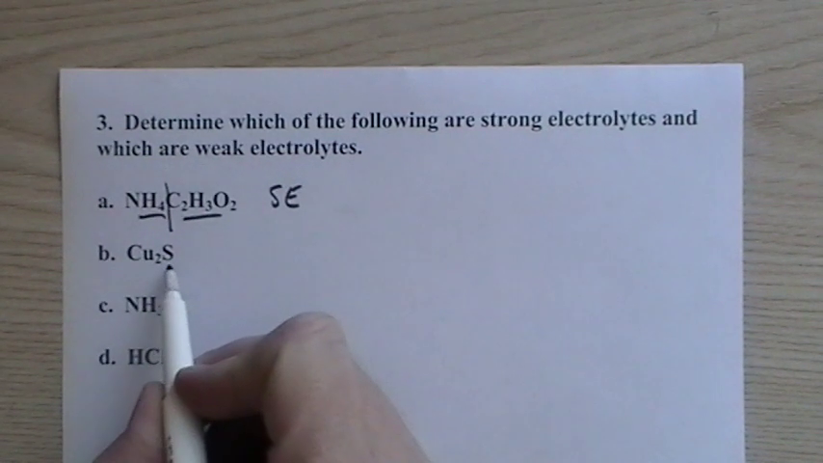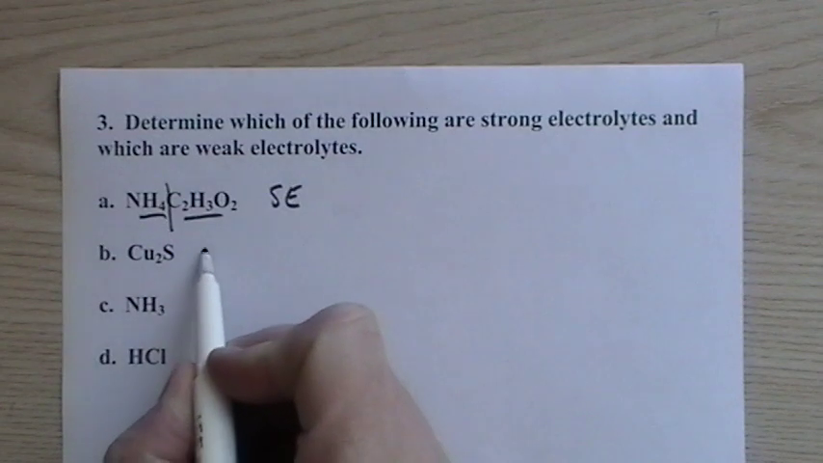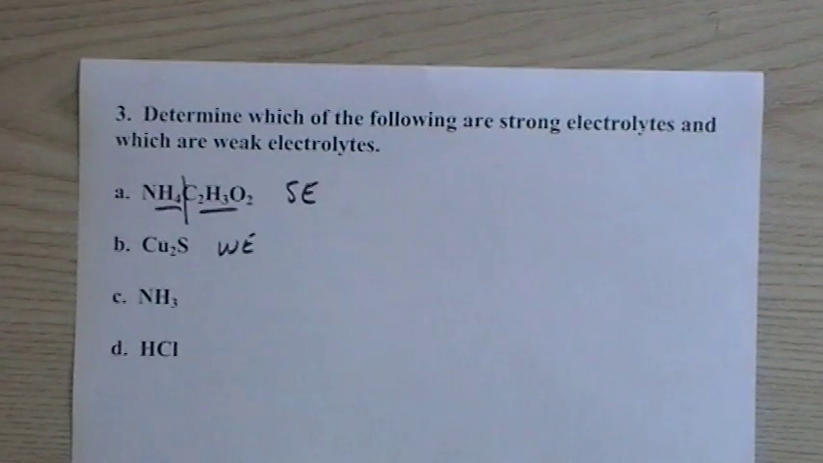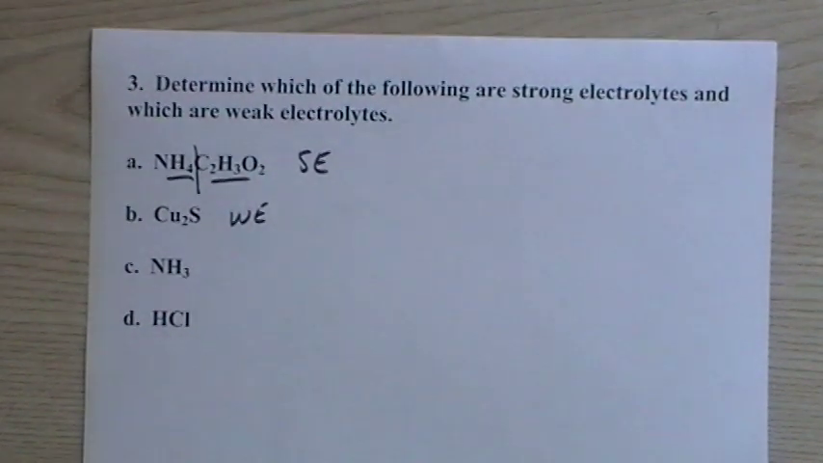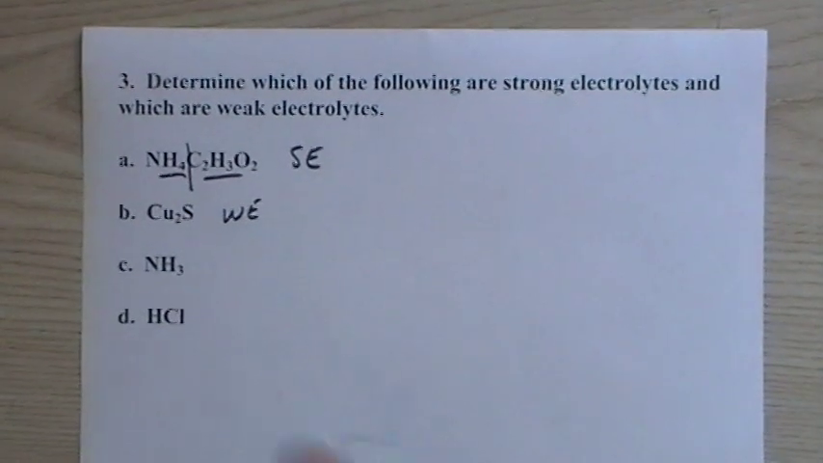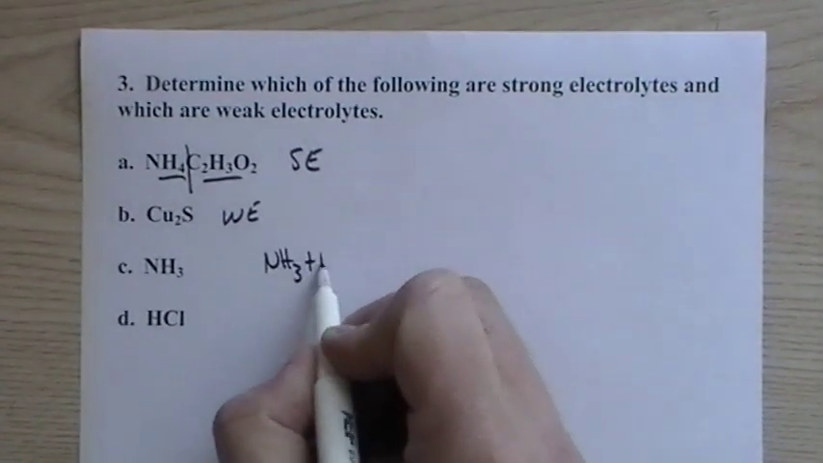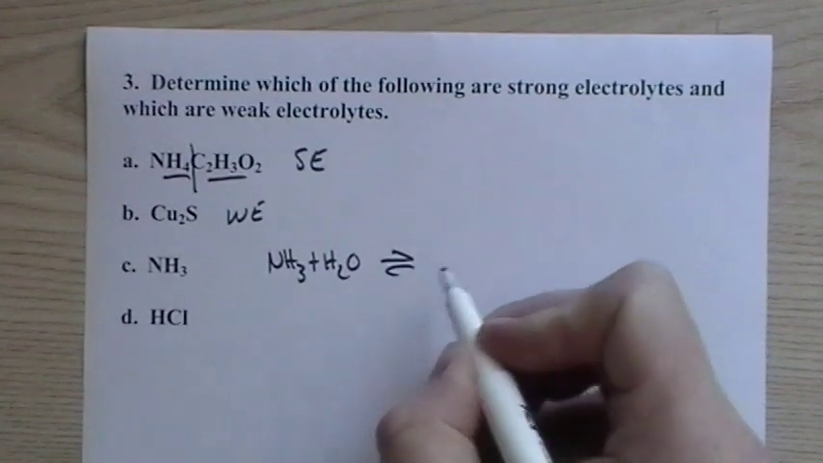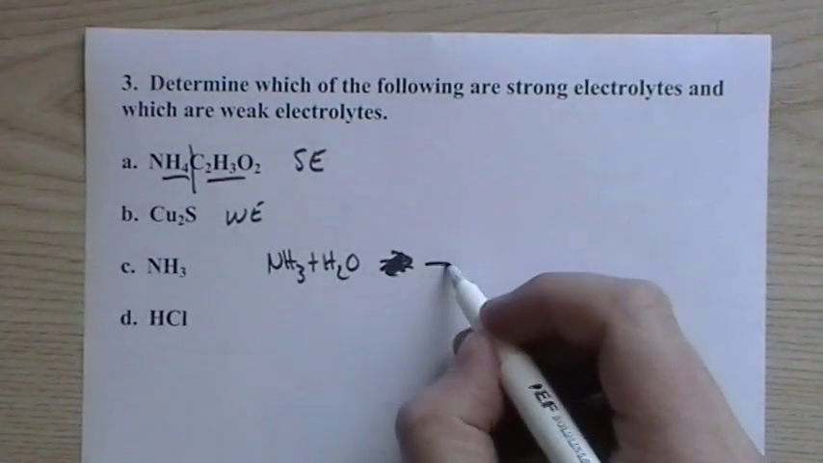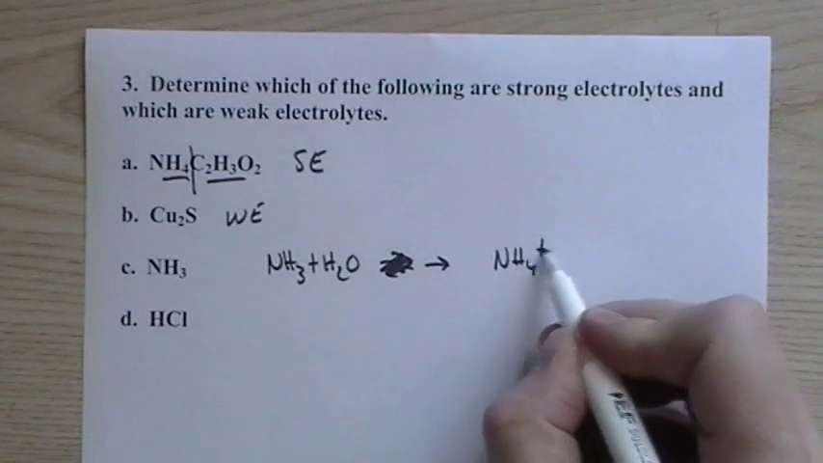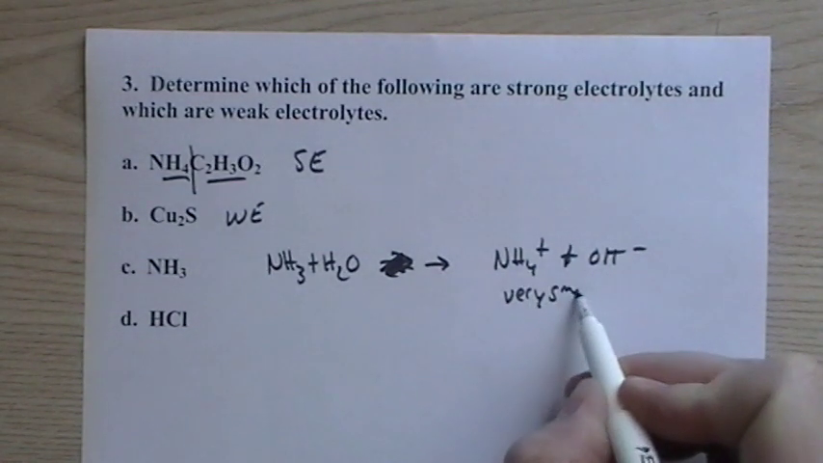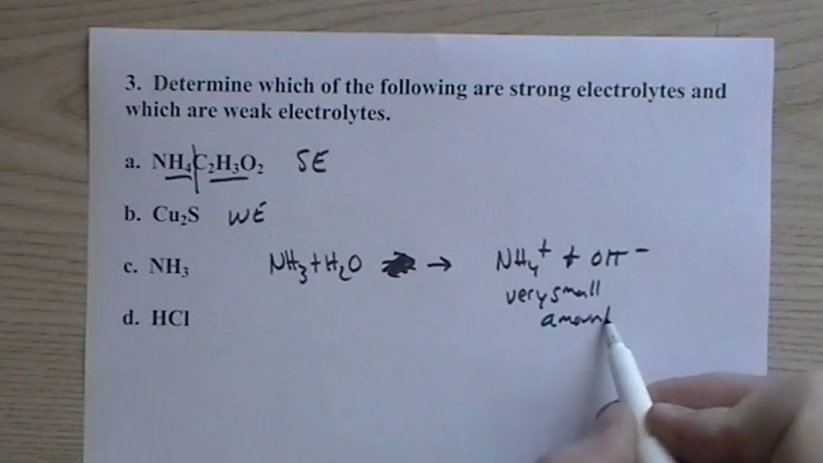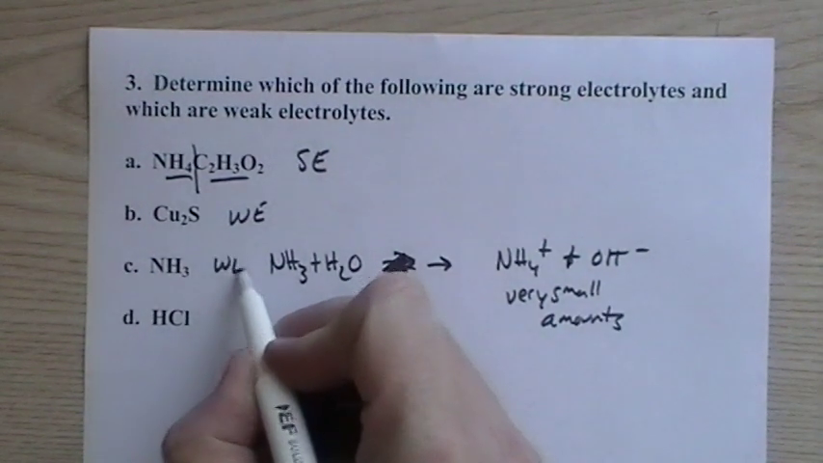Copper 1 sulfide is insoluble, so we'd expect this to be a weak electrolyte, maybe even a non-electrolyte, depending on how much it may break up into a few ions, but not very much. Ammonia is a good one to deal with because it comes up so much. It reacts with water, and it produces ammonium ion and hydroxide ion, but very small amounts. So this would be a weak electrolyte.